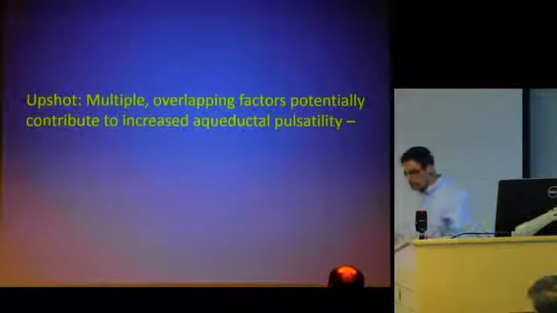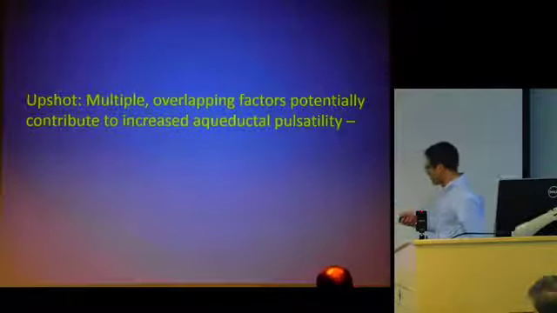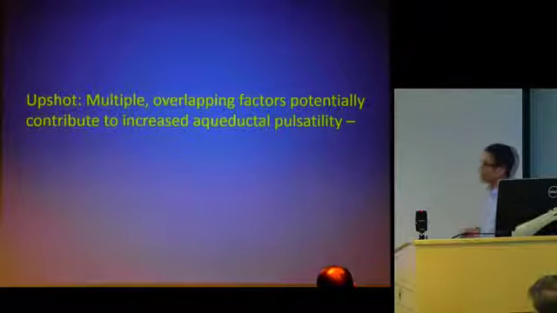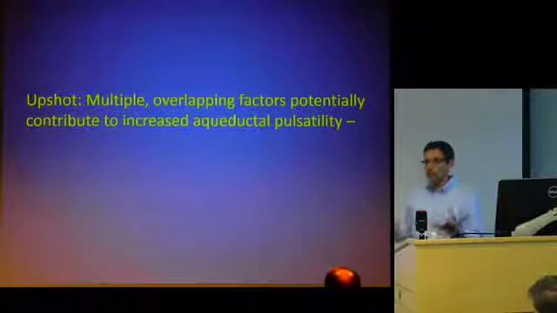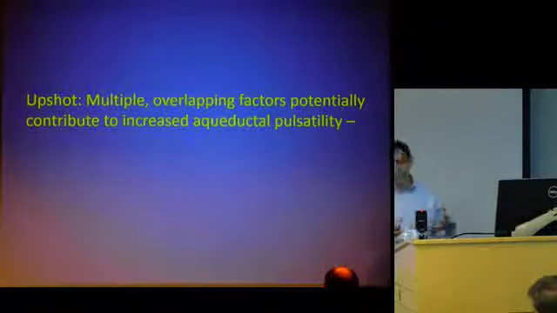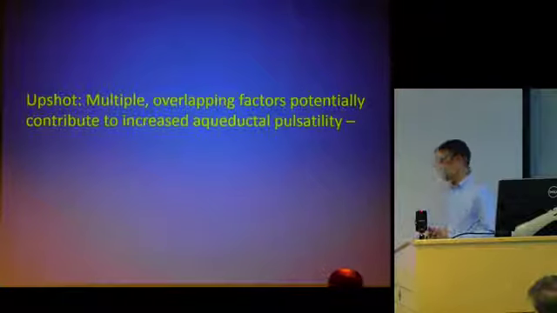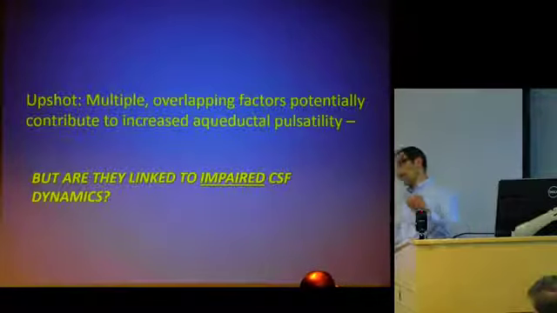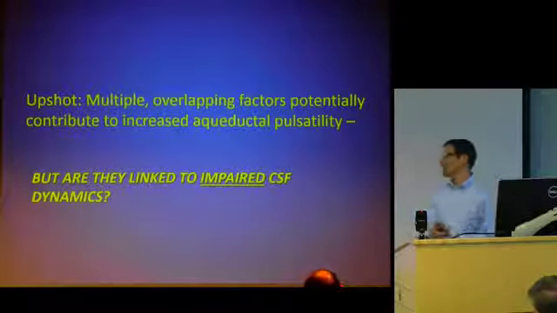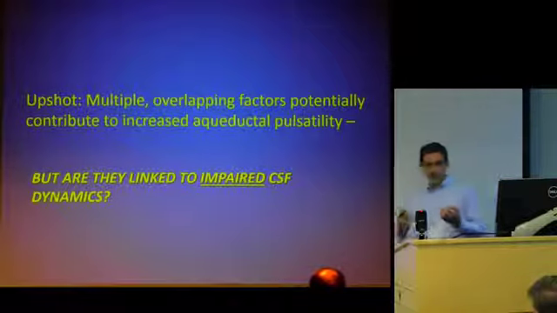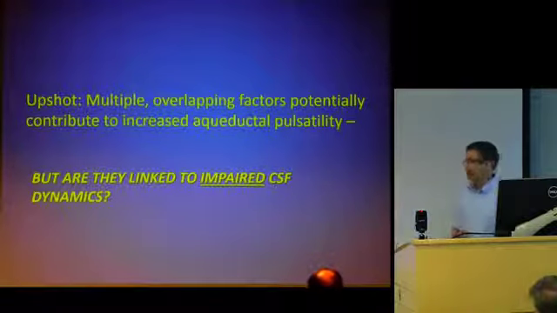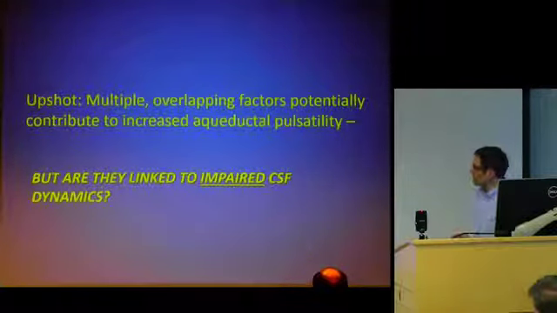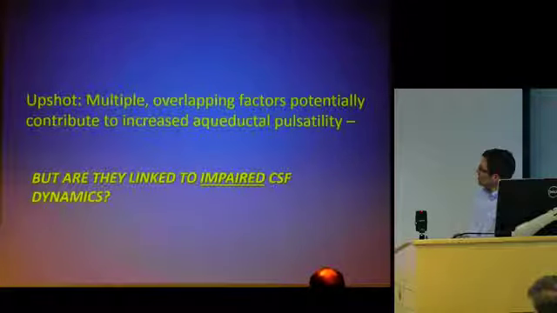So the upshot is that there are multiple overlapping factors that can create pulsation in the brain, but again, are they linked to impaired CSF dynamics? And again, I think I want to make, for the moment, maybe a disconnect between the brain and the spine, because I'm really intrigued by some of the data that I saw this morning. I've got to go home and think about it some more.